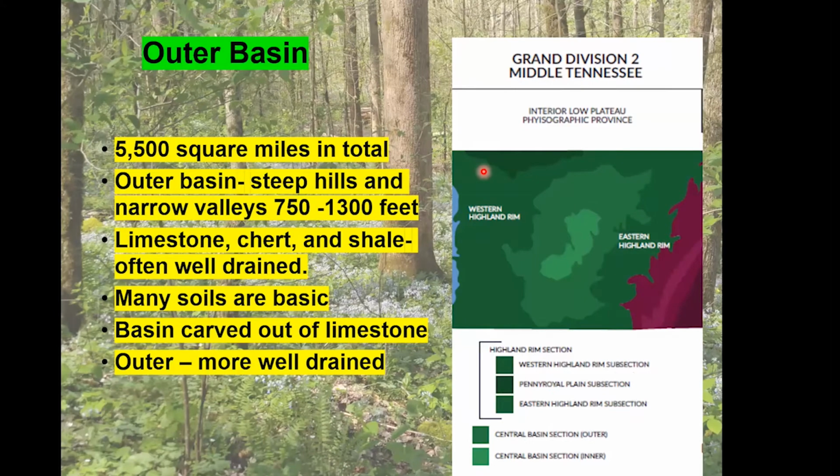Here's the outer basin. It's 5,500 square miles in total. There's steep hills and narrow valleys, again, chert and shale. Now, many of the soils here are basic, which means they're not acid. They're on the other end of the spectrum when it comes to pH. A lot of these were carved out of limestone, and some of them are well drained.